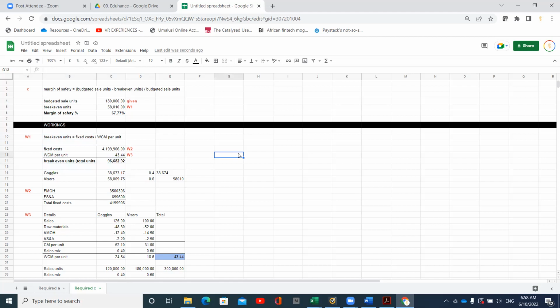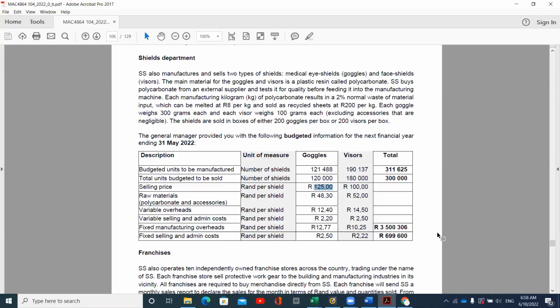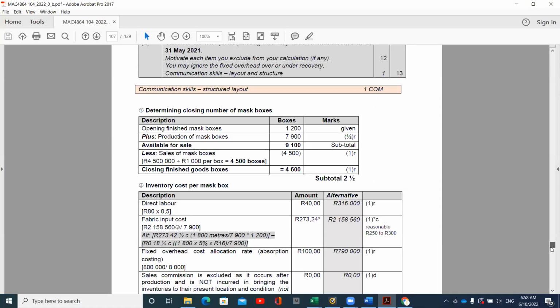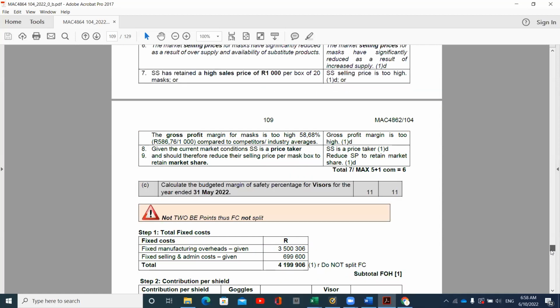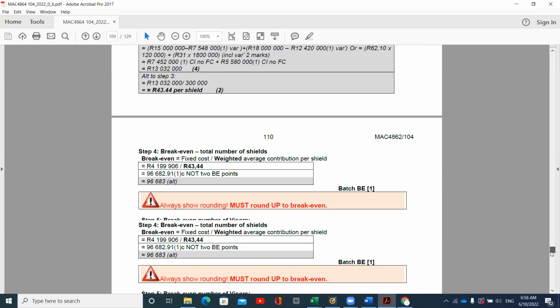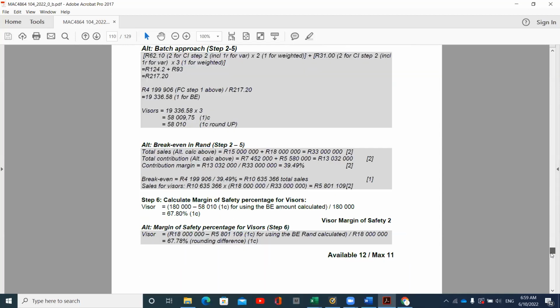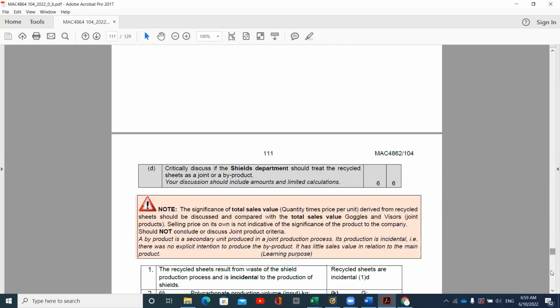Okay, so that's basically it from my side for this question. So that was part B. As you're not going to cover, that is general knowledge. You can read through that. We did part C. They just say, critically discuss if the Shields department should treat the recycled sheets as a joint or a byproduct.